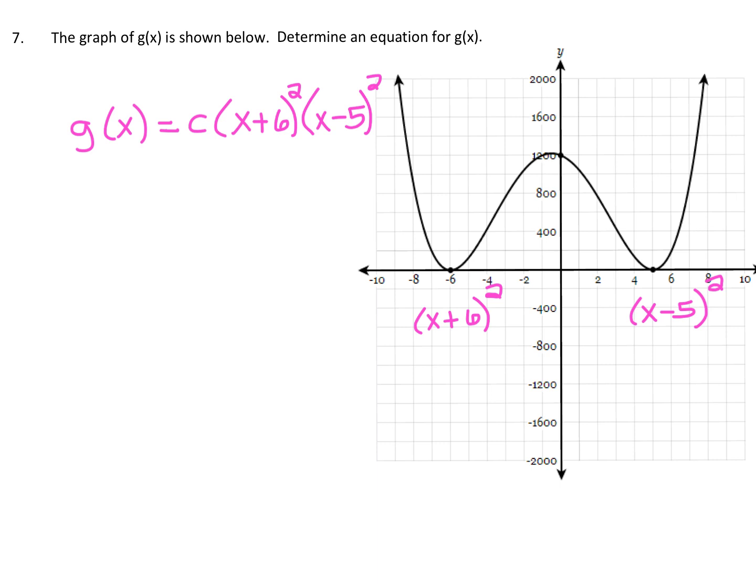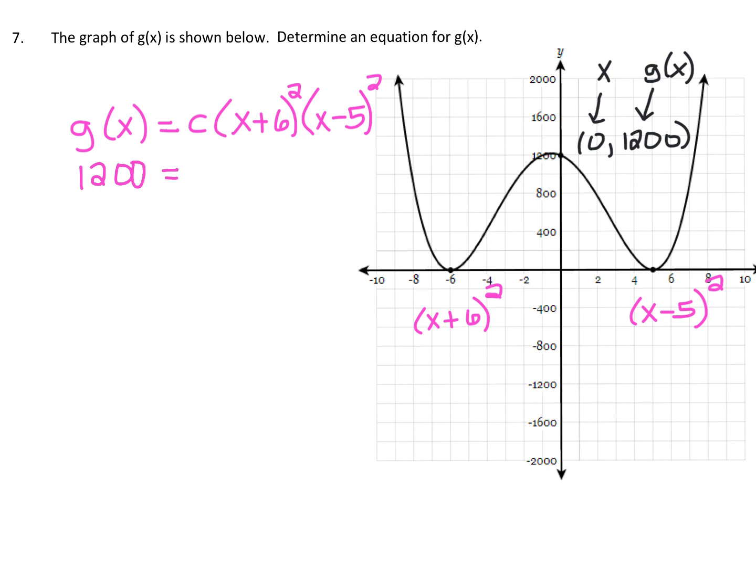Okay, so now we're going to pick a point on the graph, and I usually like to use the y-intercept. Okay, so the coordinates of the y-intercept are 0, 1200. So 0 represents the x value, and 1200 represents the y value. Now, another way of saying y, in this case, would be g of x. Okay, g of x is just a fancier way of saying y. So wherever we see the g of x, we're going to replace this whole entire thing with 1200. Please don't write g of 1200. Okay, this g of x, the whole thing is 1200.